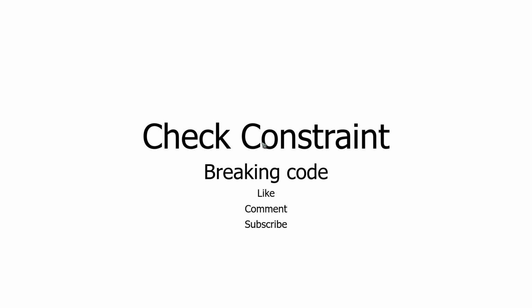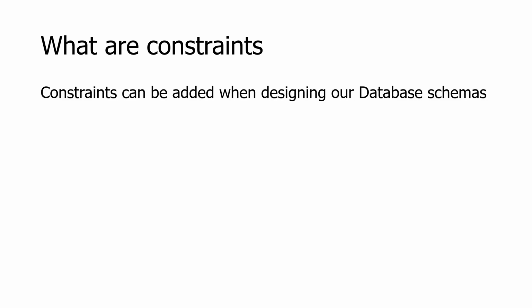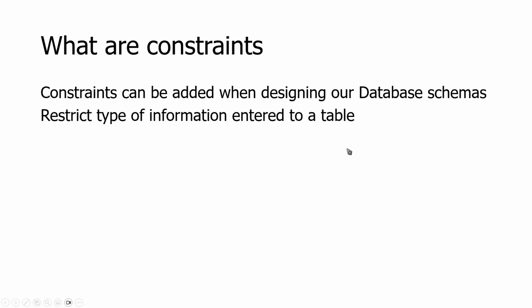Today we are looking at check constraints. Now this is a type of integrity constraint in SQL. So integrity constraints basically ensure your data remains consistent. So when designing your database schemas, these constraints are added, okay? They are used to restrict the type of information entered to a table, meaning the data is accurate and reliable.